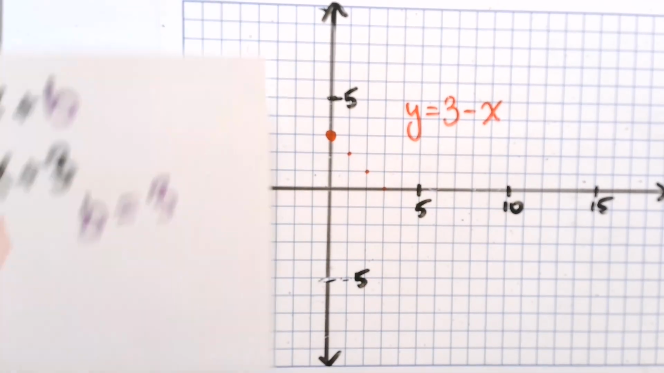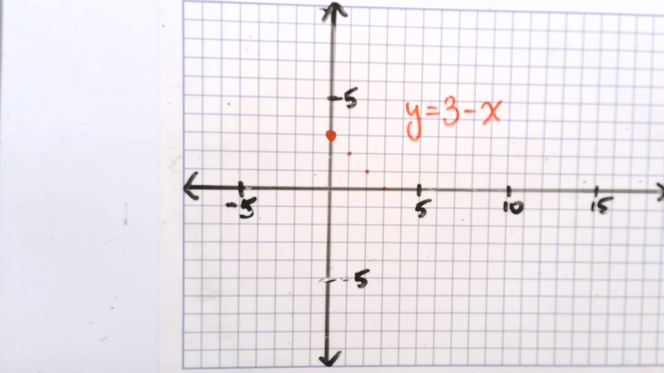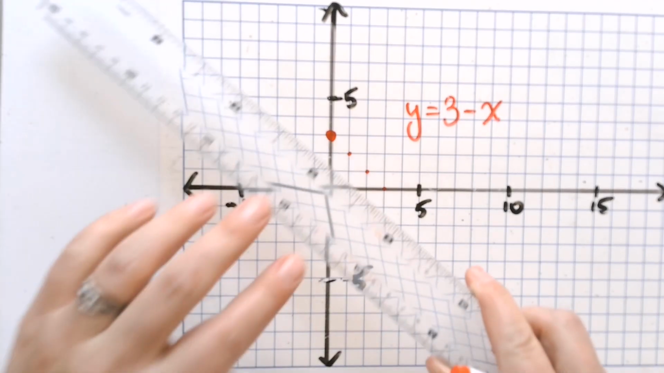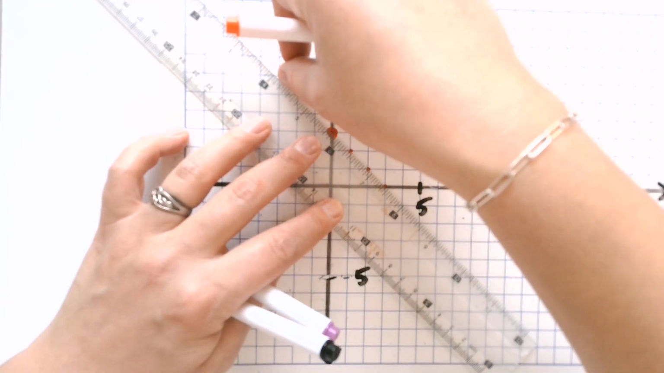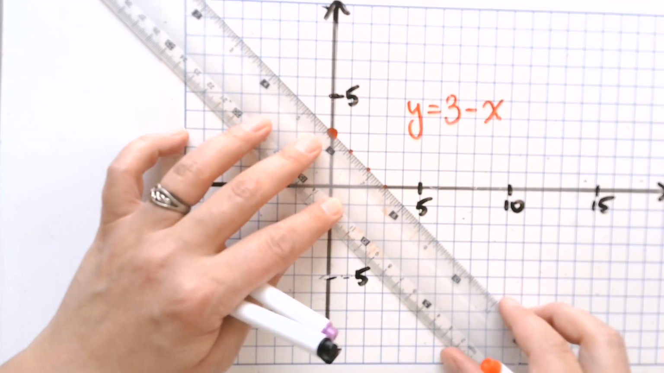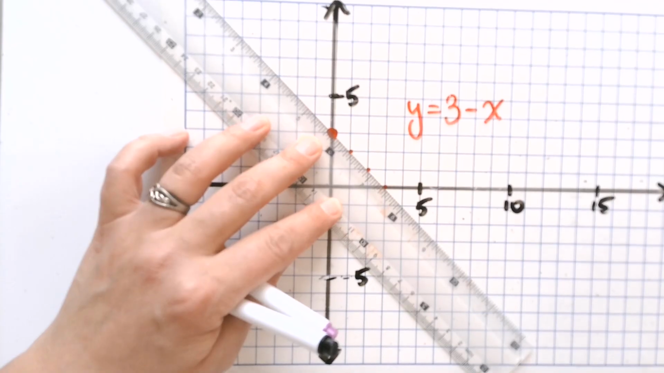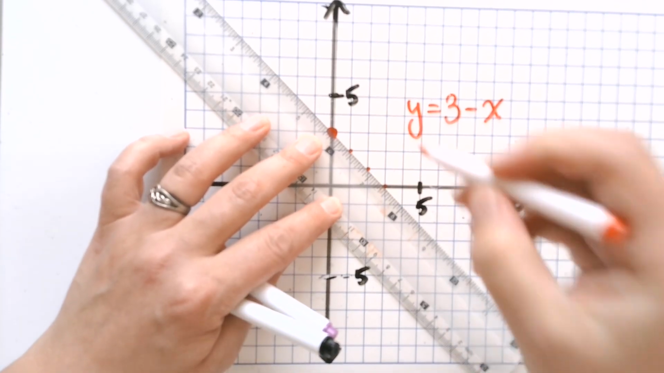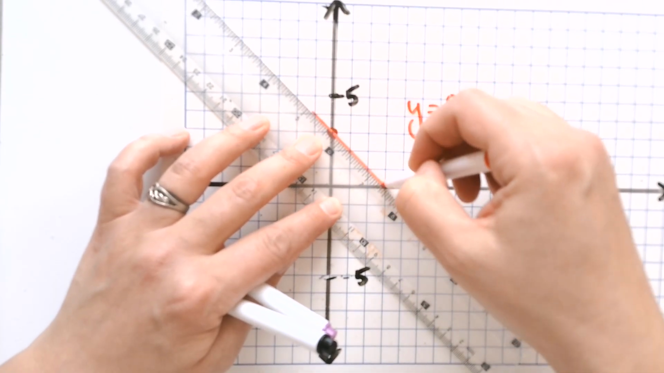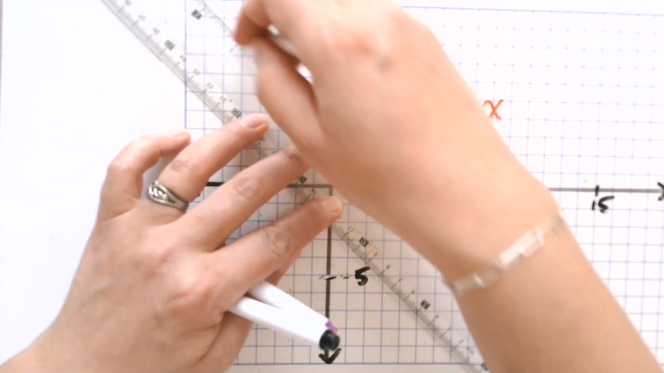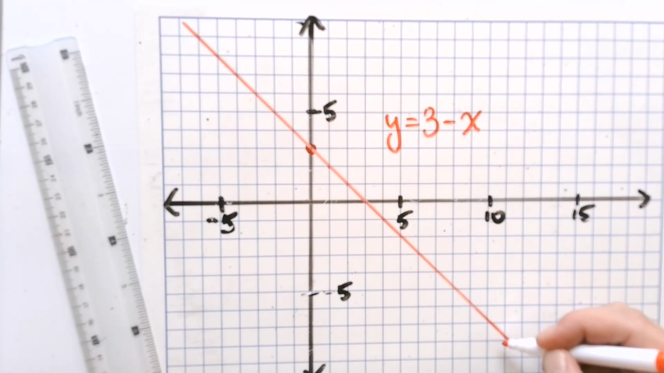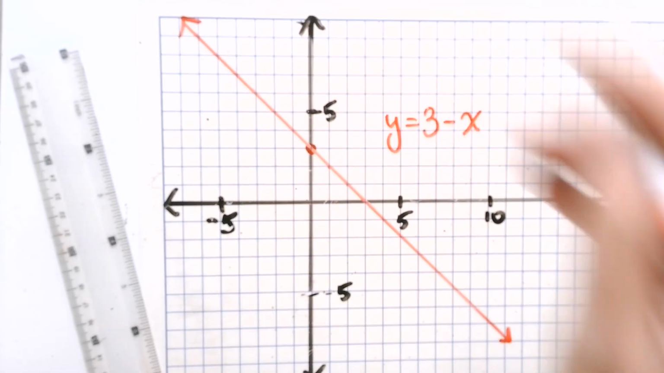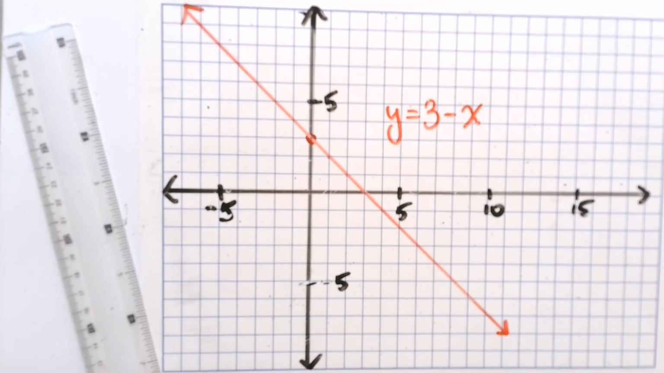What I need to do is grab a ruler, line it up with the grid lines and the dots. Okay, so I can see that it should be following this pattern, going this way and this way. And now I don't just connect it, I go all the way through the graph. The last thing I need to do is add little arrows, because these arrows are showing that the graph technically goes on forever. And that's it. That is how you graph y equals 3 minus x.